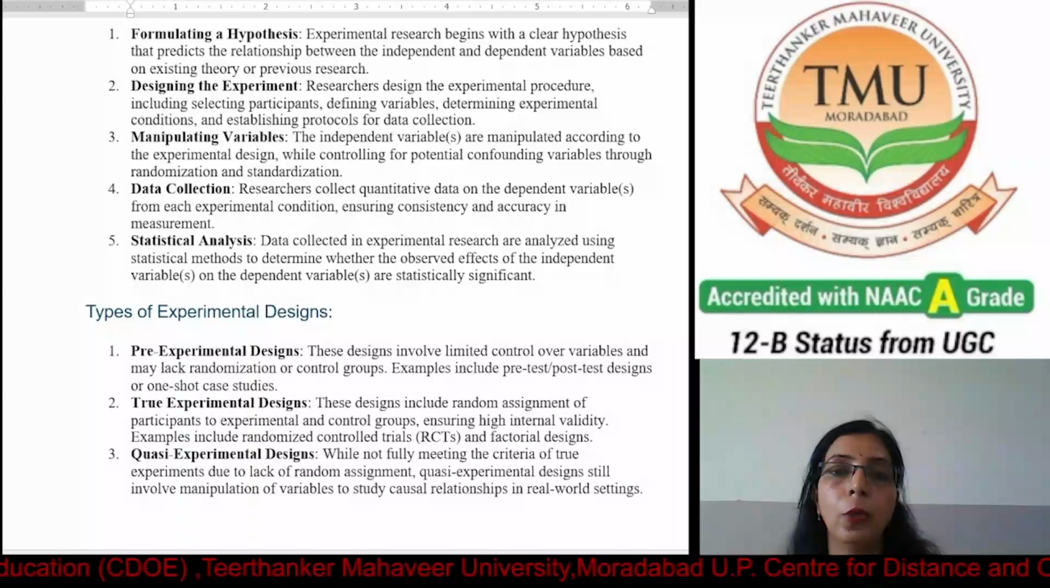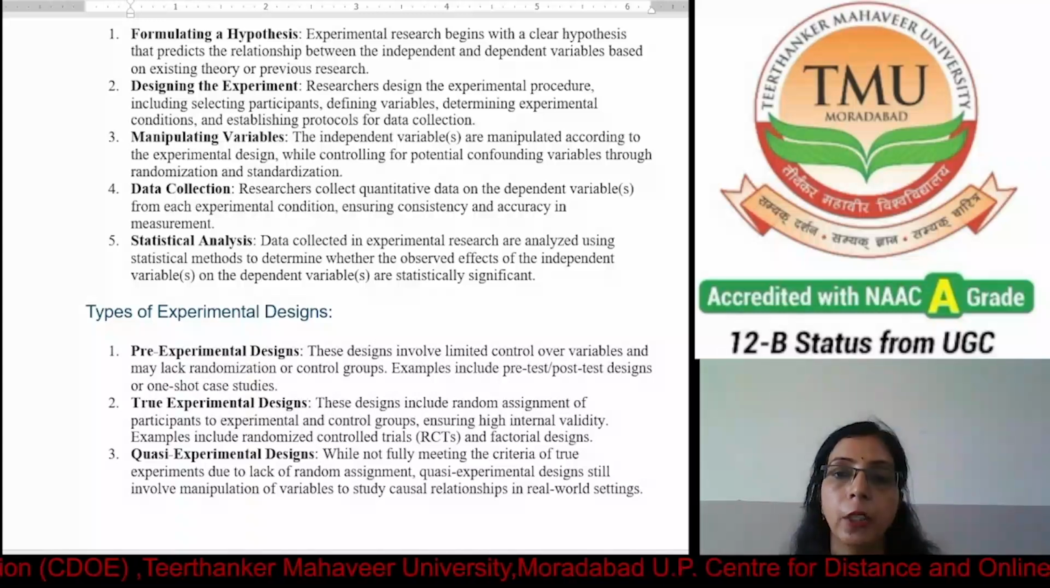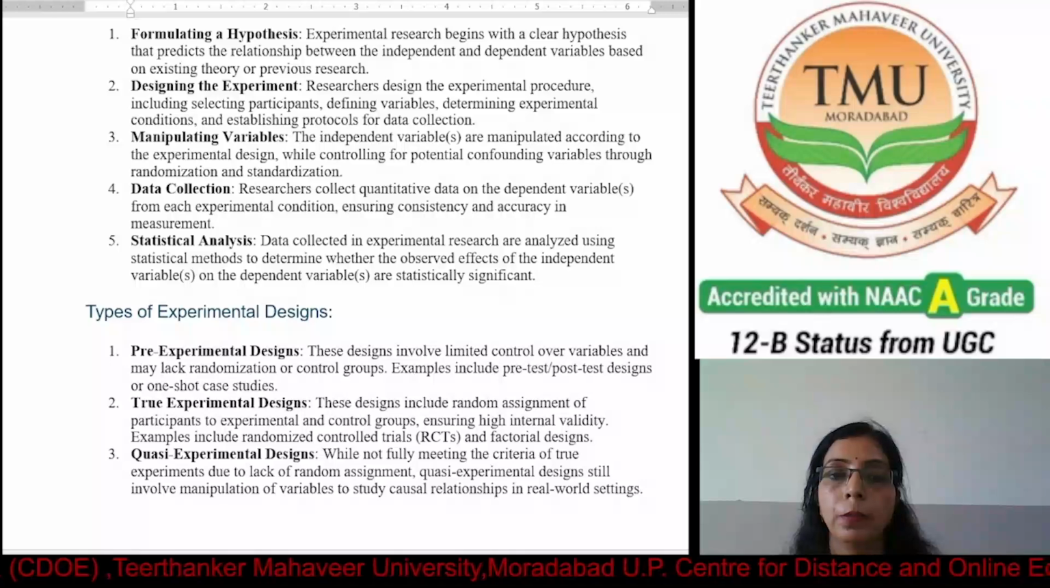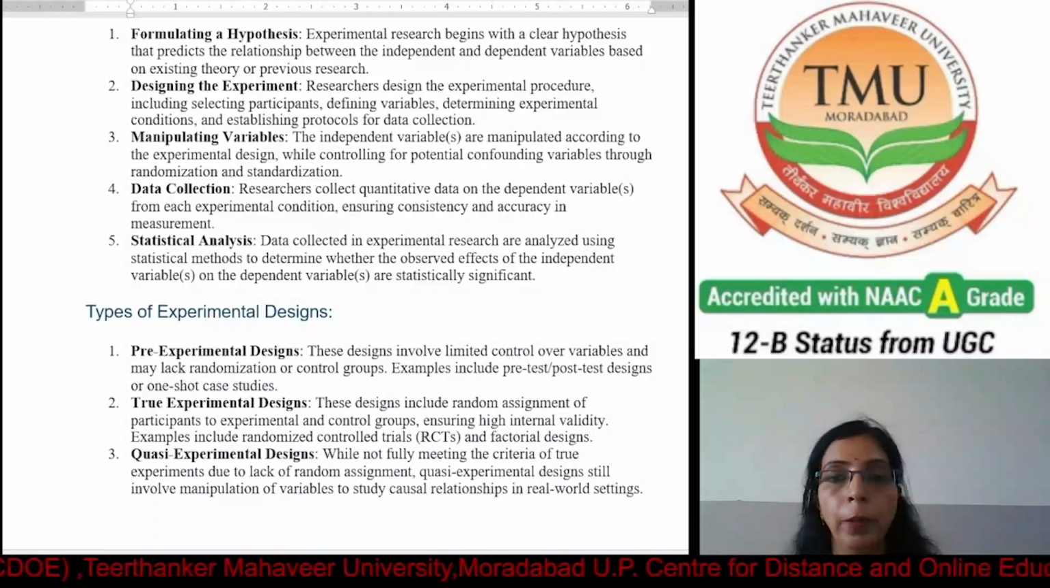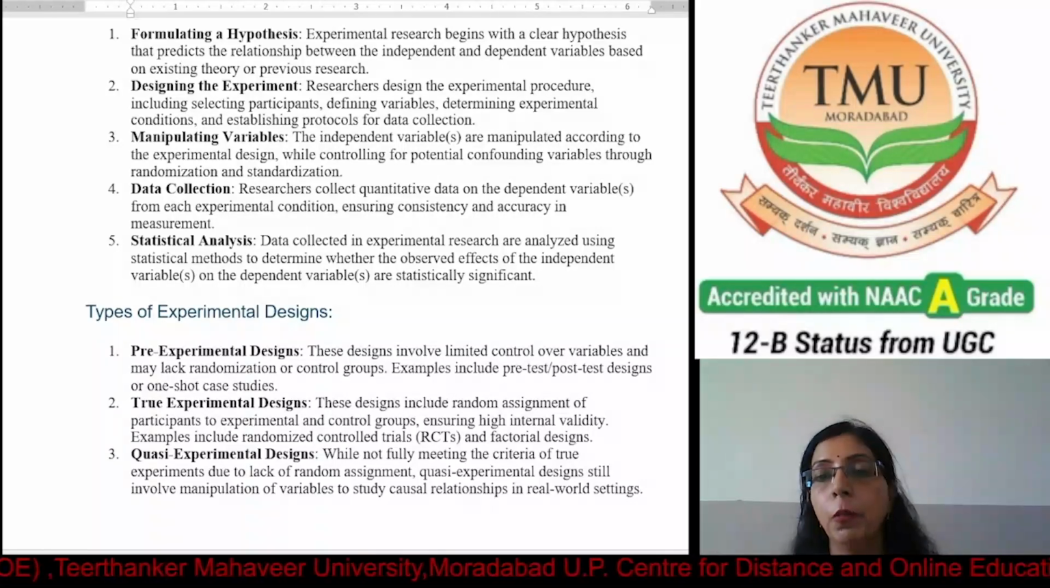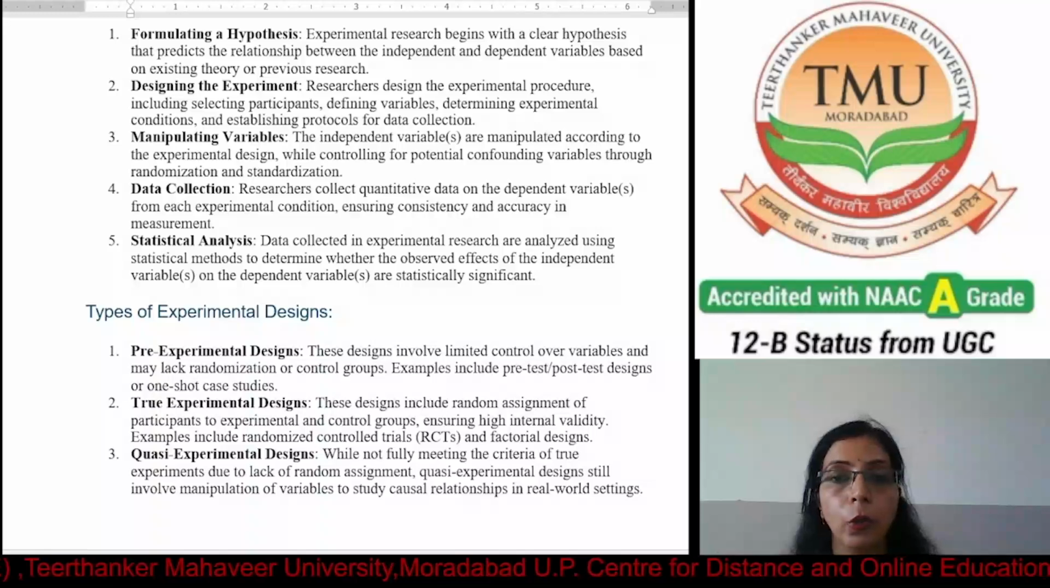Post-test only control group design. If we remove the pre-test, then it takes the shape of post-test only control group design.